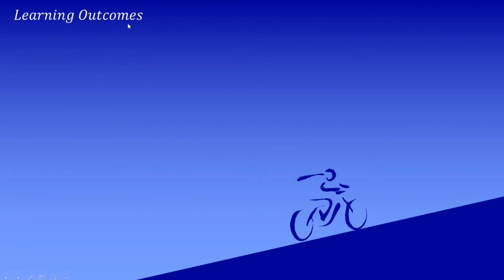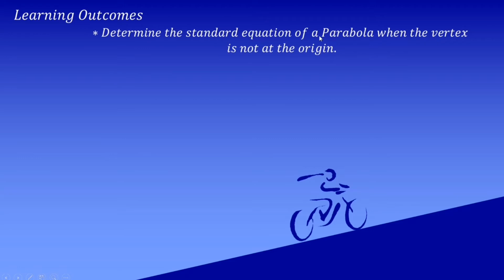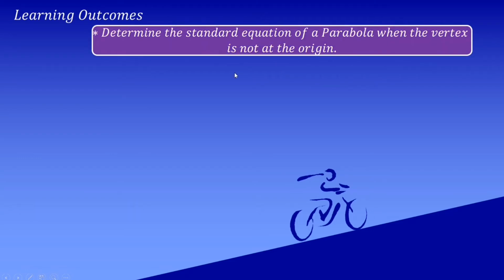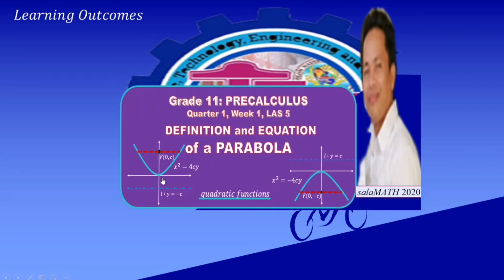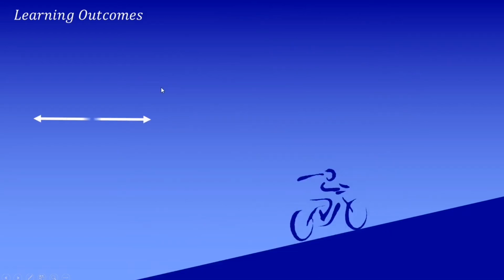Our learning outcome at the end of this video lesson is that you might be able to determine the standard equations of a parabola when the vertex is not at the origin. You may check our previous video lesson sa ating channel about the parabolas that open upward and downward. So ito yung opens upward with its vertex at the origin, and we have also the parabola that opens downward. So pag-usapan natin ngayon ang parabolas when their vertex is not at the origin.